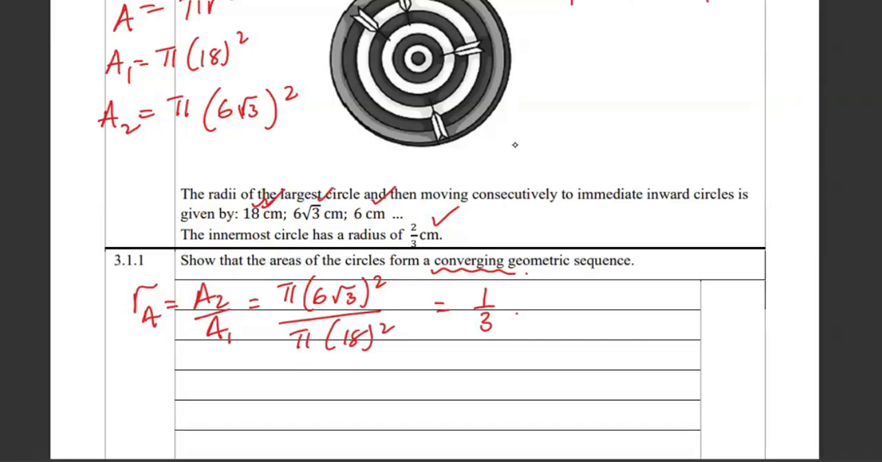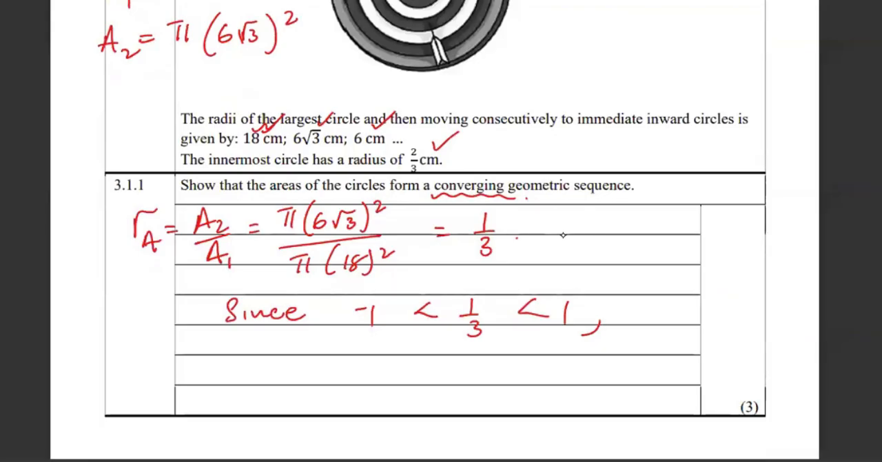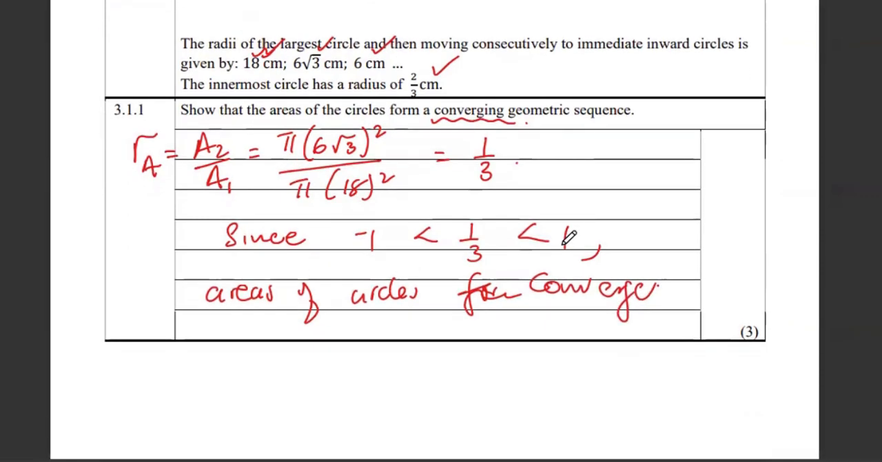So we can say that since -1 is less than 1/3, which is less than 1, you then draw the conclusion that the areas of the circles converge. They form a convergent geometric sequence. So that's what we needed to do.